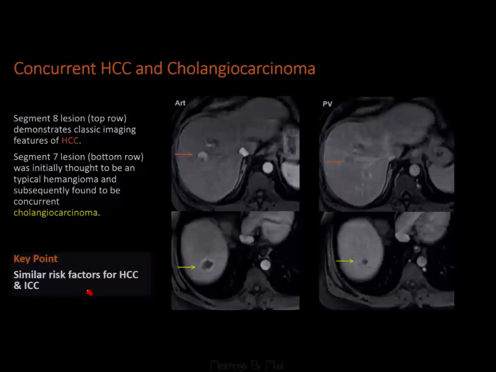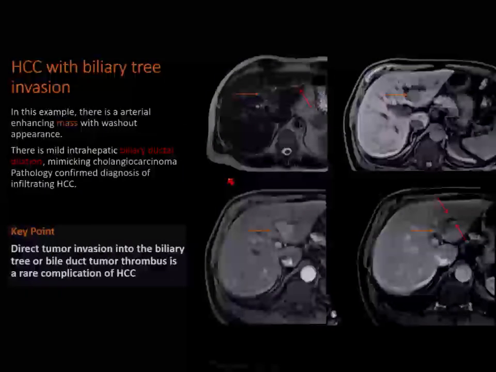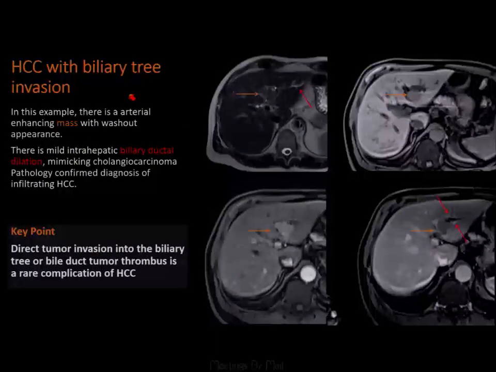Obviously, because the risk factors for HCC and cholangio are similar, you can have coexisting, concurrent HCC and cholangio in the same liver. This is a typical cholangio and HCC at the same time in this liver. Biliary invasion can be seen in HCC. We are not seeing too many of these.